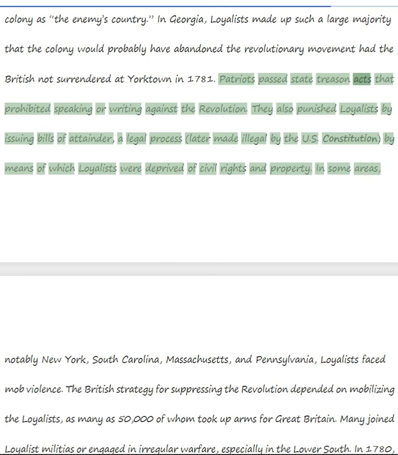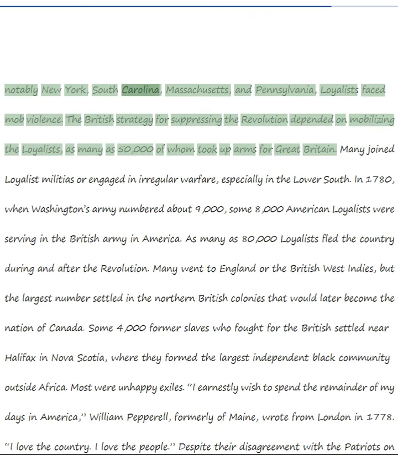Patriots passed state treason acts that prohibited speaking or writing against the revolution. They also punished Loyalists by issuing bills of attainder, a legal process by means of which Loyalists were deprived of civil rights and property. In some areas, notably New York, South Carolina, Massachusetts, and Pennsylvania, Loyalists faced mob violence.